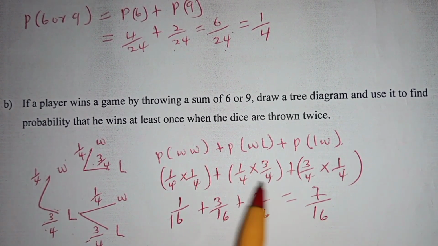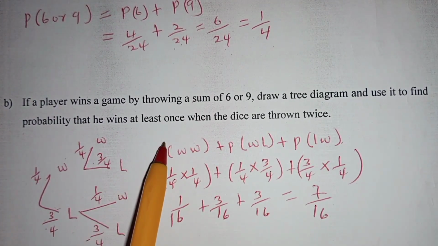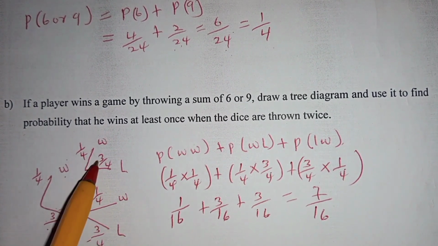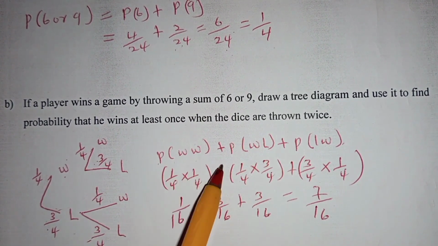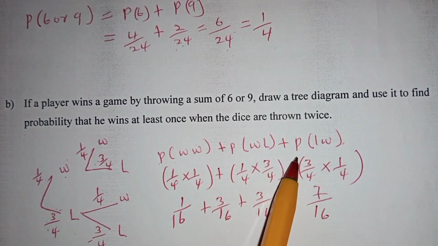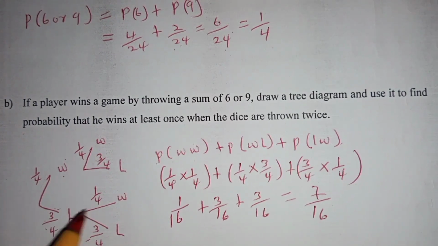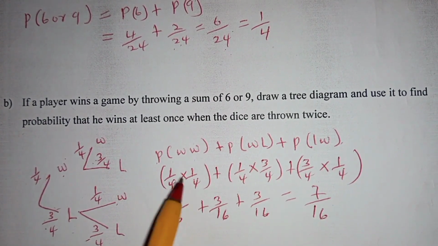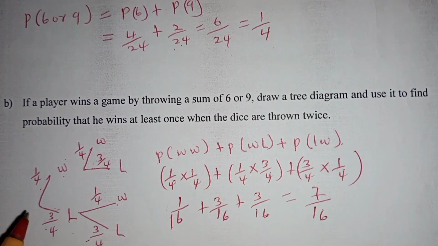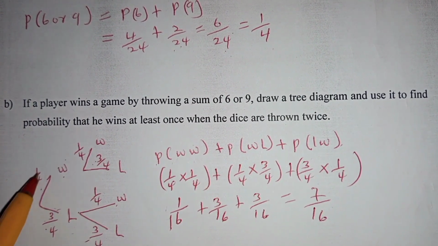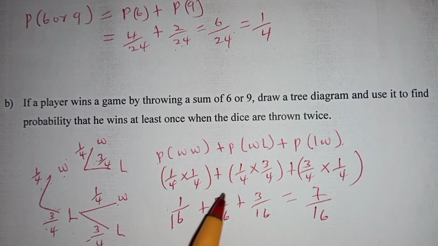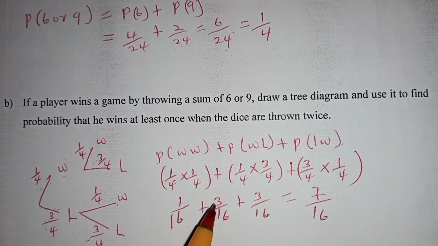Now, the question is, find the probability that he wins at least once when the dice are drawn twice. So it means that this person can win and win, plus the probability that this person wins and loses, plus the probability that this person loses and wins. Then we add all of them. So the probability that this person wins and wins is 1/4 times 1/4, which is 1/16. The probability that this person wins and loses is 1/4 times 3/4, which is 1 times 3 is 3, 4 times 4 is 16, so 3/16.